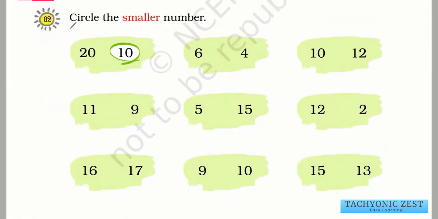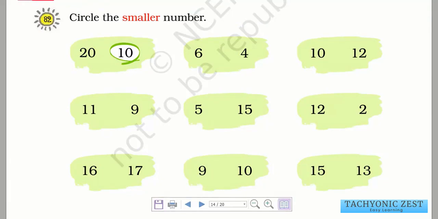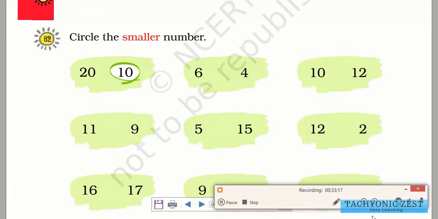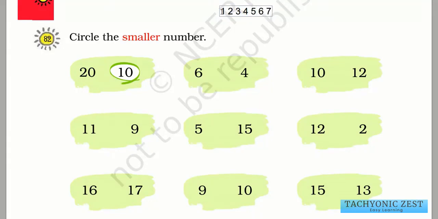Now in this question it is saying circle the smaller number. So what we will do is, again we will write all the numbers from 1 to 20. So 1, 2, 3, 4, 5, 6, 7, 8, 9, 10, 11, 12, 13, 14, 15, 16, 17, 18, 19, 20. So we wrote all the numbers from 1 to 20. Now we have to circle the smaller number. The first one is already done for us. Out of 20 and 10, 10 is the smaller number.